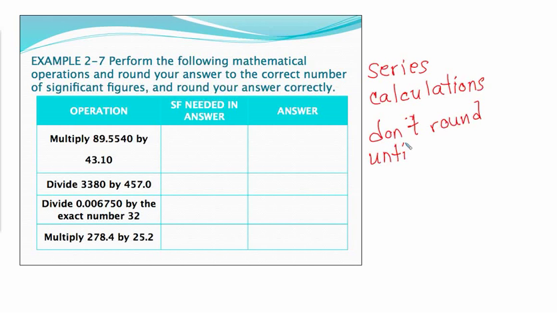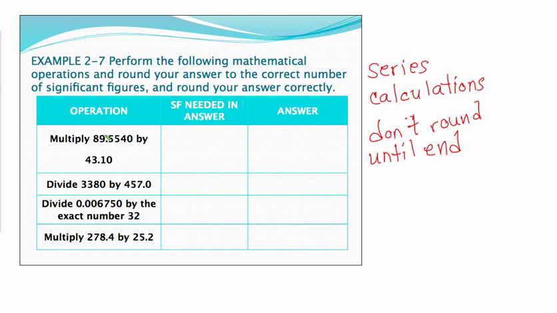So try not to round till the end. If you feel like you have to write in between numbers down, carry through like 5 or 6 decimal places or values on those numbers. So try not to round until the very, very end.